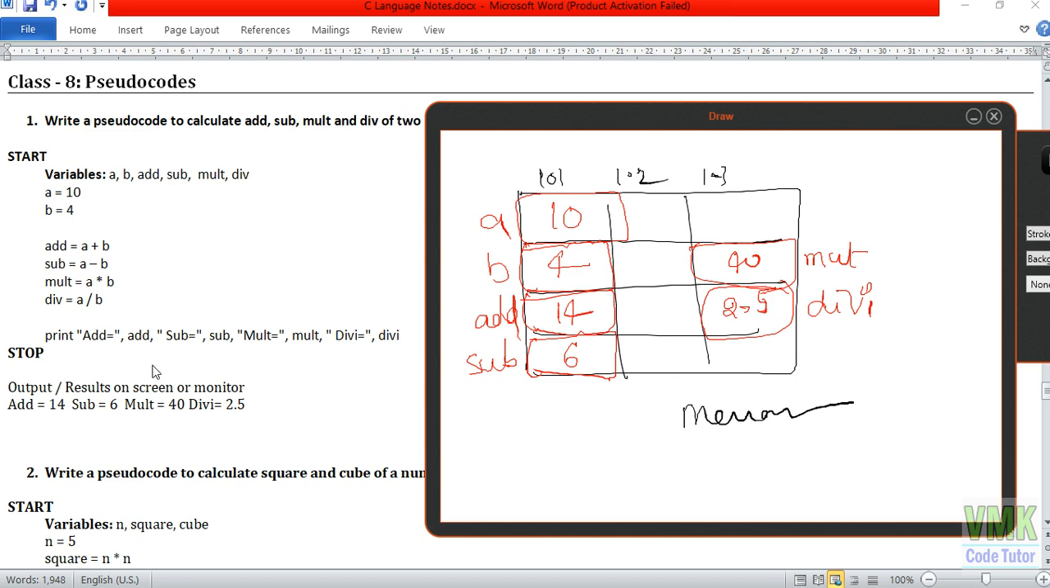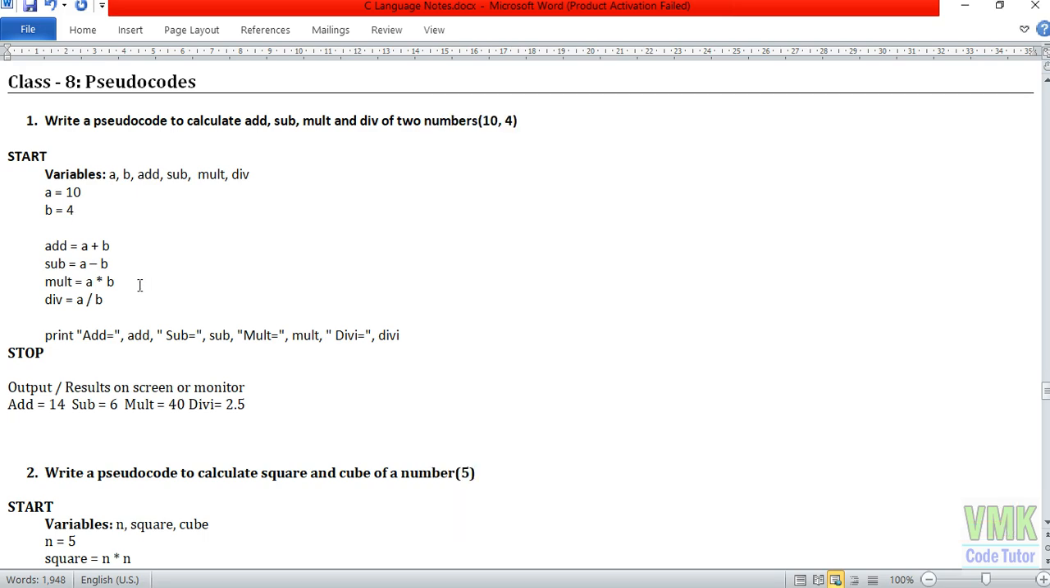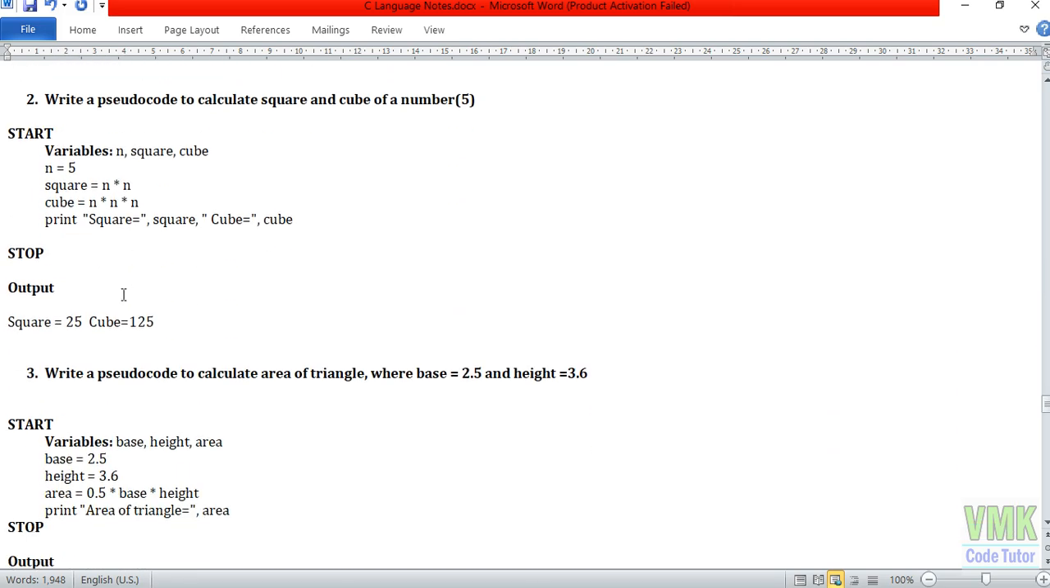Okay, so add is equal to 14. It will print here. Then subtraction is equal to subtraction. Sub is equal to subtraction value, how much? 6. It is going to print on the monitor. Similarly, multiplication and division values it will print on the monitor like this. Okay, this is how you write what? Pseudocode. Clear?